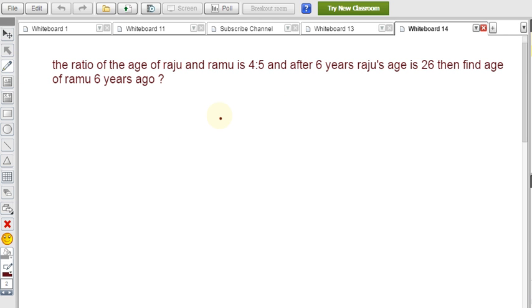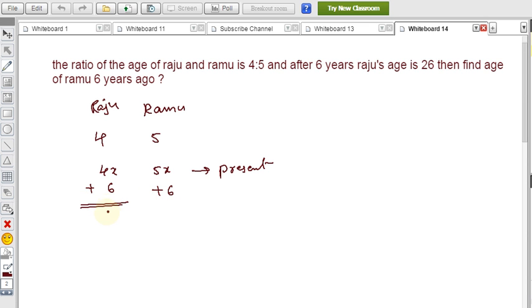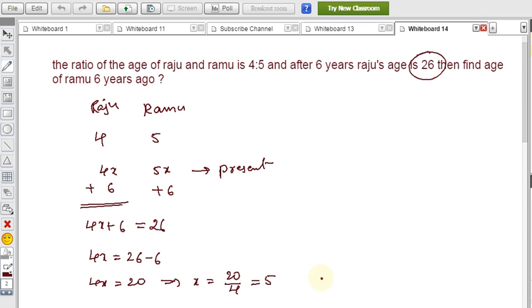See now, the ratio of the ages of Raju and Ramu is 4:5. Always take the problem to the present, then according to the condition we can solve it. We can take it in the form of x: 4x and 5x. So this is the present case. After 6 years, Raju's age is 26, but the problem is given only for Raju's age. After 6 years, his age is 4x plus 6, and that is equal to 26. So 4x is equal to 26 minus 6. 4x is equal to 20. So x is equal to 20 by 4, which is 5. So the x value is 5.